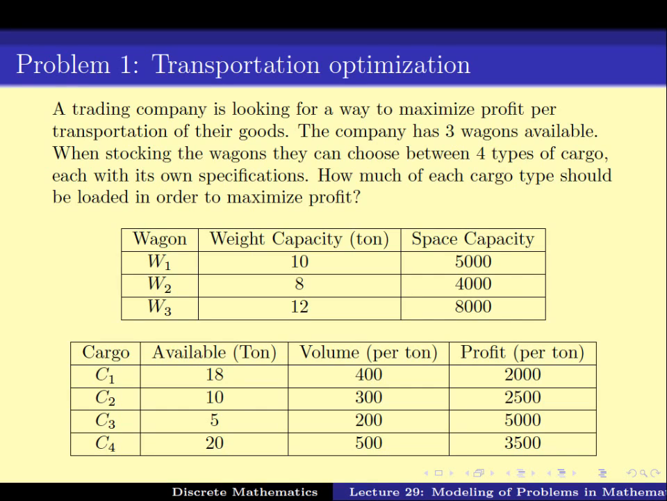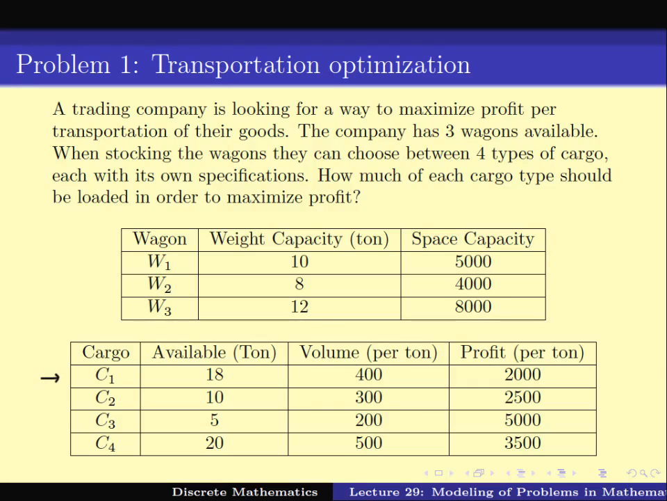Say in the first problem, a trading company is trying to maximize profit per transportation of goods. This trading company has 3 wagons available. Now, when stocking the wagon, they can use 4 types of goods, right? So here there are the 4 different cargoes, C1 to C4, and here are their wagons, right?